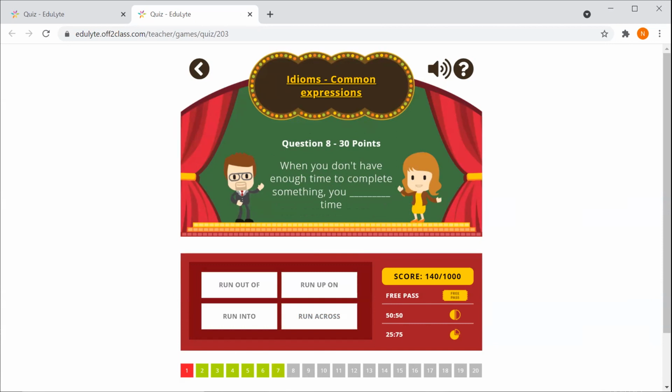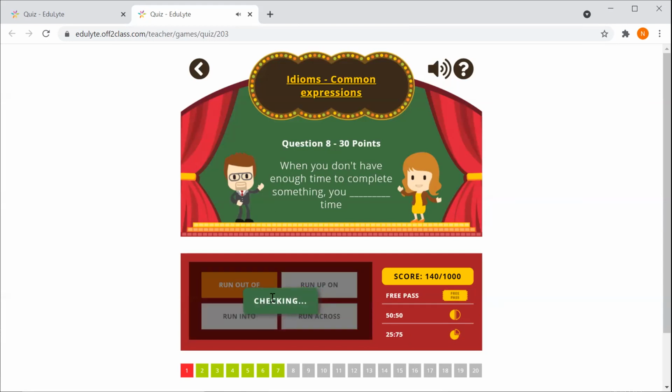When you don't have enough time to complete something, you run across time. You run up on time. Which one? You run out of time. Would you like to use a lifeline? Okay. Remember these lifelines. You can also use any three of them. Okay, that is absolutely correct.